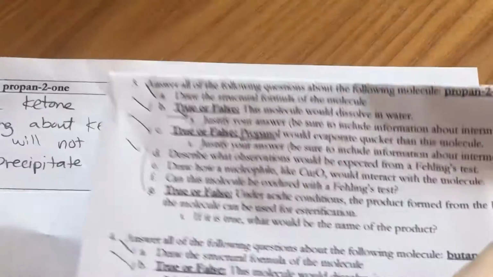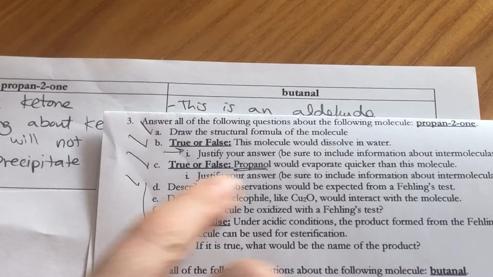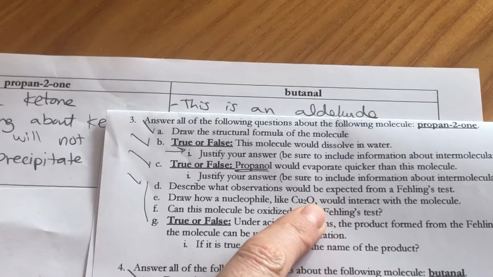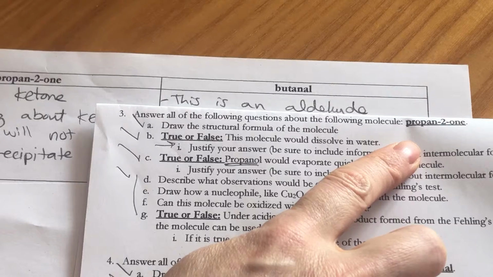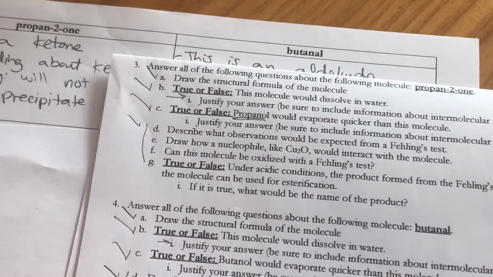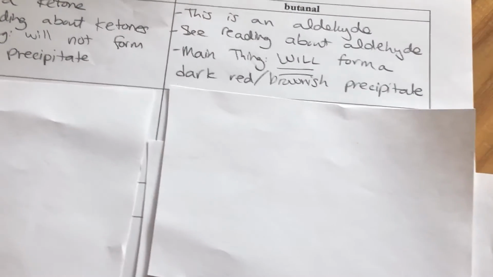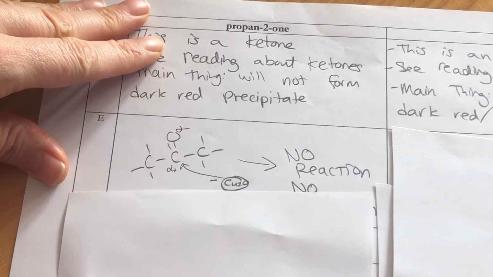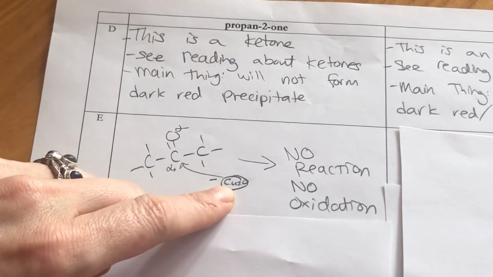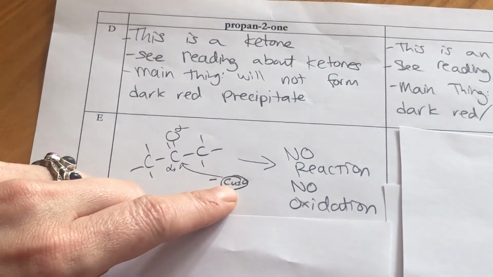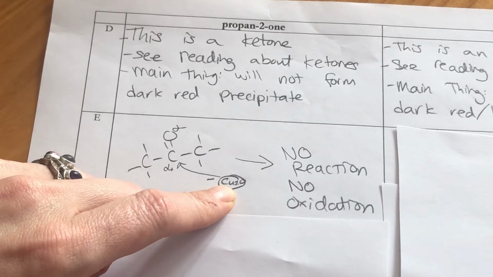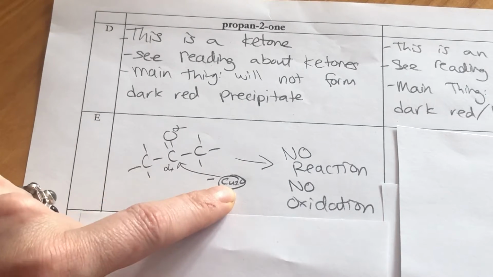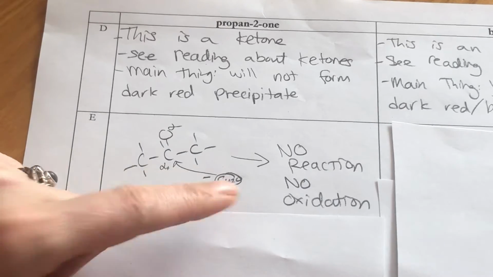Moving on then to letter E, draw how a nucleophile, copper 1 oxide in this case, would interact with the molecule. I will do that for both cases, for the propan-2-one and then for the butanol. So that is number 3E and number 4E. For 3E, this is how I would draw it. Here we have the negatively charged molecule, which is that nucleophile. I already reviewed what a nucleophile is in video 2 for number 1 and number 2E, so you can go back to the second video to see more about that.